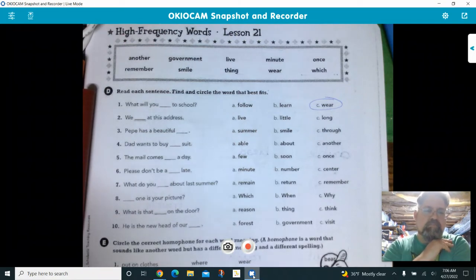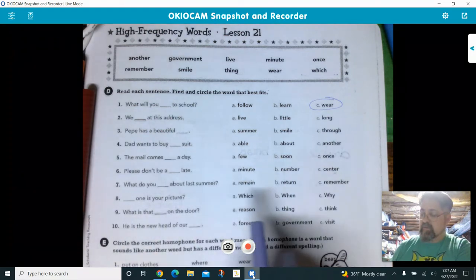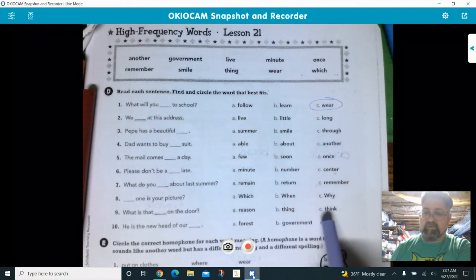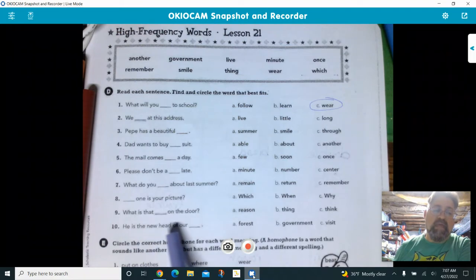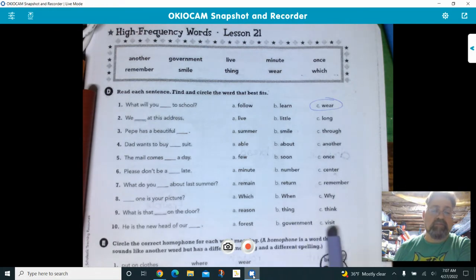Number 8. Blank one is your picture: which, when, why. Number 9. What is that blank on the door? Reason, thing, or think. Number 10. He is the new head of our blank: forest, government, visit.